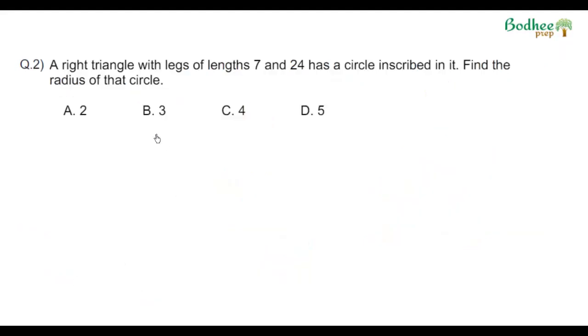Now let's take the second question. Here it says that a right triangle with legs 7 and 24. So if the triangle is right, two sides are given, and definitely we can identify that the third side would be 25 by applying Pythagoras theorem. Now a circle is inscribed into it. We have to find the radius.